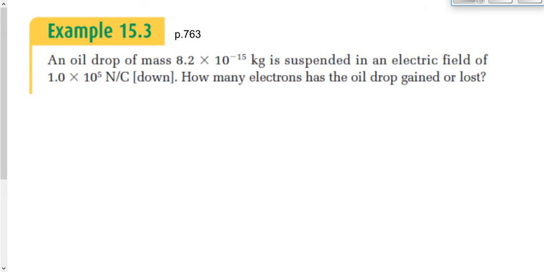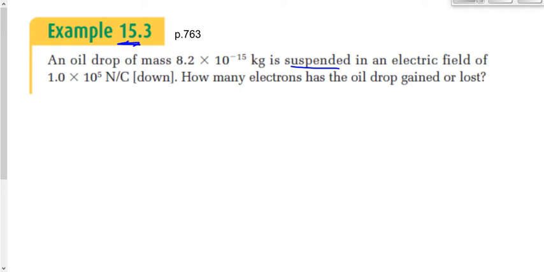Our first example today is on chapter 15, page 763. It says an oil drop of this mass is suspended. This is good because, quite frankly, this is the only thing that we can deal with right now. We don't know how to deal with it if it's accelerating. We're going to learn that later on. It's suspended in an electric field that's acting downward. How many electrons has the oil drop gained or lost?